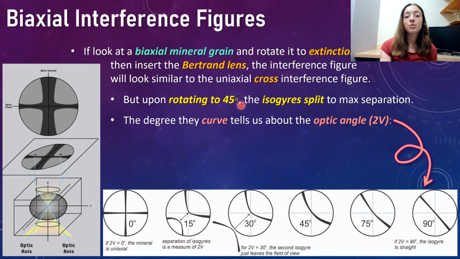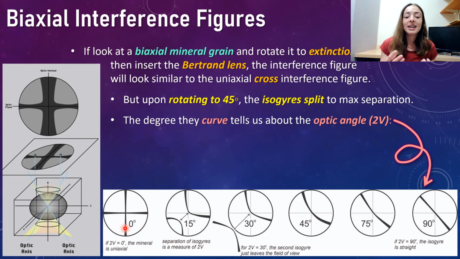Now, if you rotate it 45 degrees on your microscope stage, you will see the isogyres split apart from that cross. If they do not split, so if you have your stage rotated 45 degrees and they look like the leftmost figure at the bottom of the screen, then that means you're looking at a not biaxial mineral. It's probably uniaxial, because that means your 2V angle, or your optic angle, which only applies to minerals with two optic axes, so biaxial minerals, is 0. And if it's 0, it's uniaxial. If there's no angle between your two optic axes, there's just one optic axis and it's uniaxial.